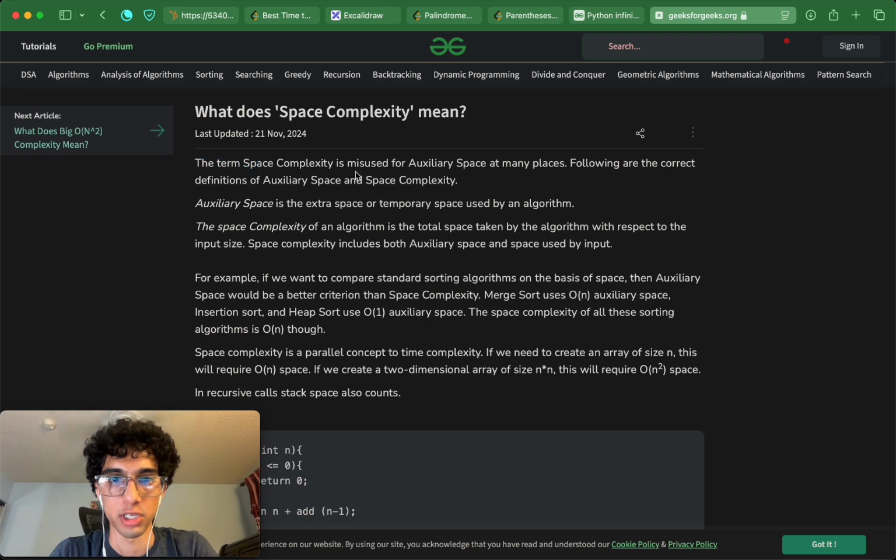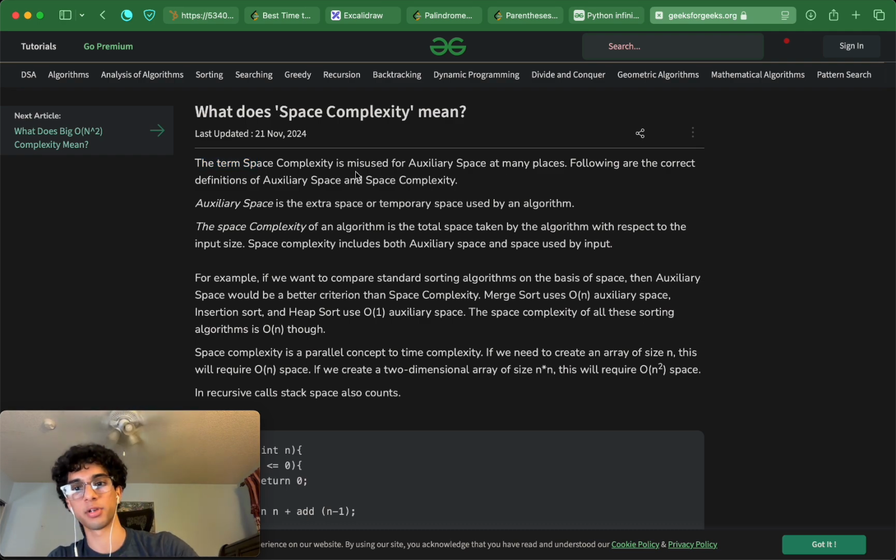The term space complexity is misused for auxiliary space at many times. The following are the correct definitions of auxiliary space and space complexity. Auxiliary space is the extra space or temporary space used by an algorithm. The space complexity of an algorithm is the total space taken by the algorithm with respect to the input size. Space complexity includes both auxiliary space and space used by the input. For example, if we want to compare standard sorting algorithms on the basis of space, then auxiliary space would be a better criterion than space complexity. Merge sort uses O of n auxiliary space. Insertion sort and heap sort use O of 1.